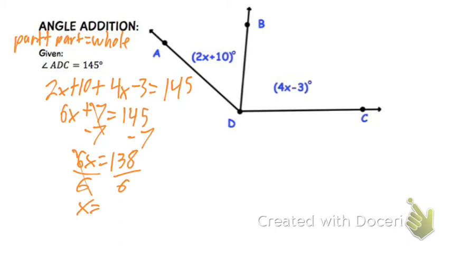Do we know how many times 6 was in 138 off the top of our head? 23. It is 23, but what happens if you don't know that? You can do it in a calculator, you can do it off to the side, all sorts of stuff, right? Now x is 23.